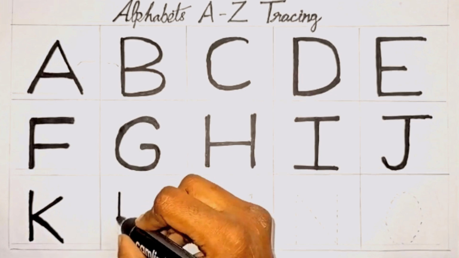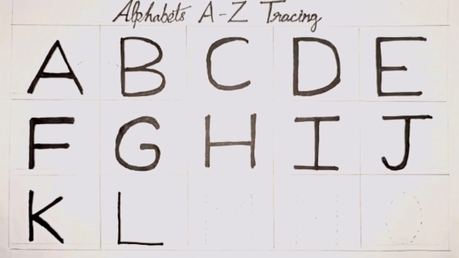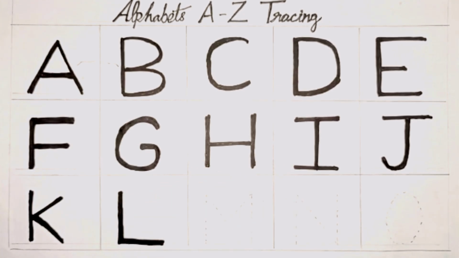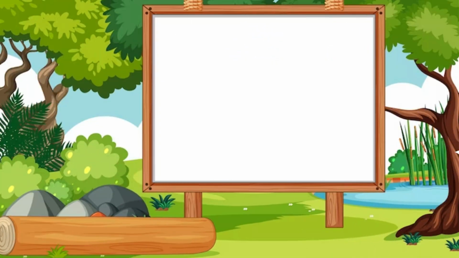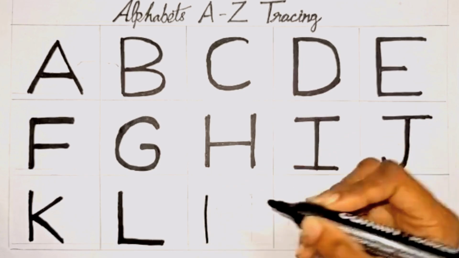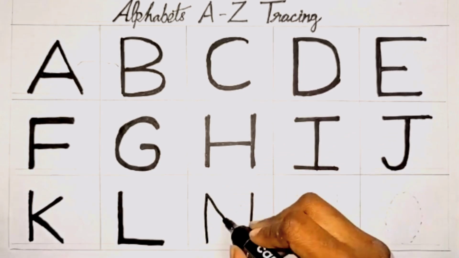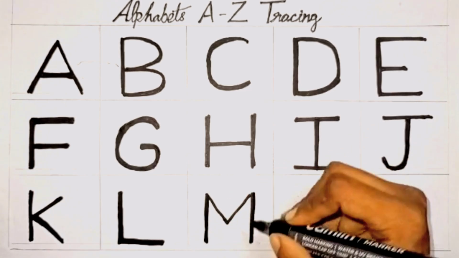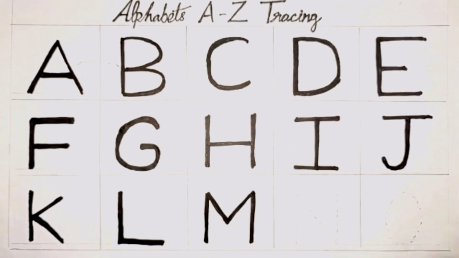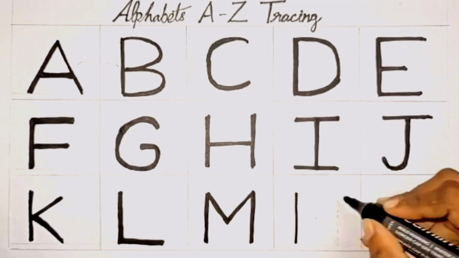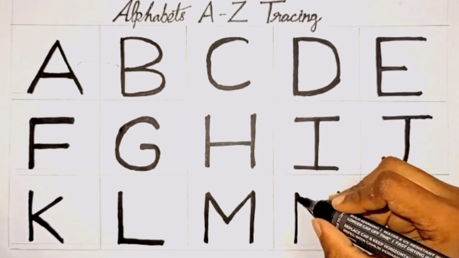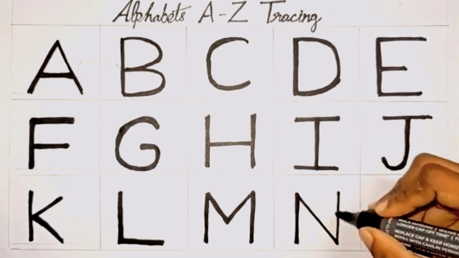Next is L. Standing line, sleeping line, sleeping line. This is your letter L. Next is M. Draw 2 standing lines and 2 slanting lines inward. So 2 straight lines and 2 slanting lines inward. Next for N, you will do 2 straight line and 1 slanting line. This is your letter N.